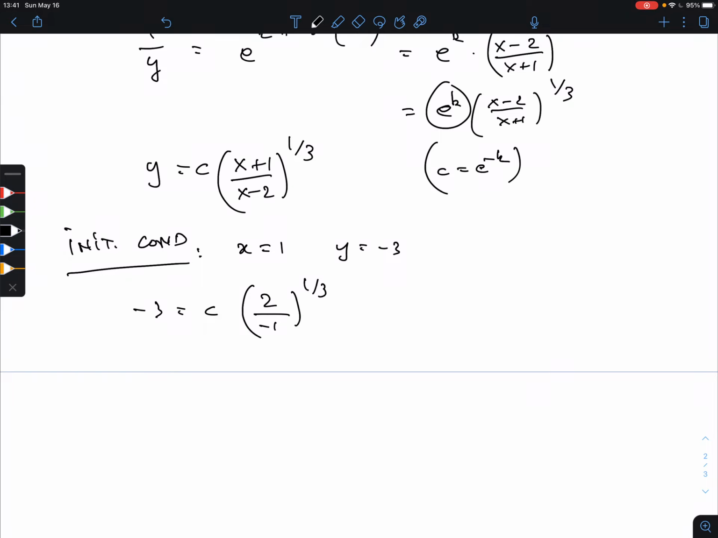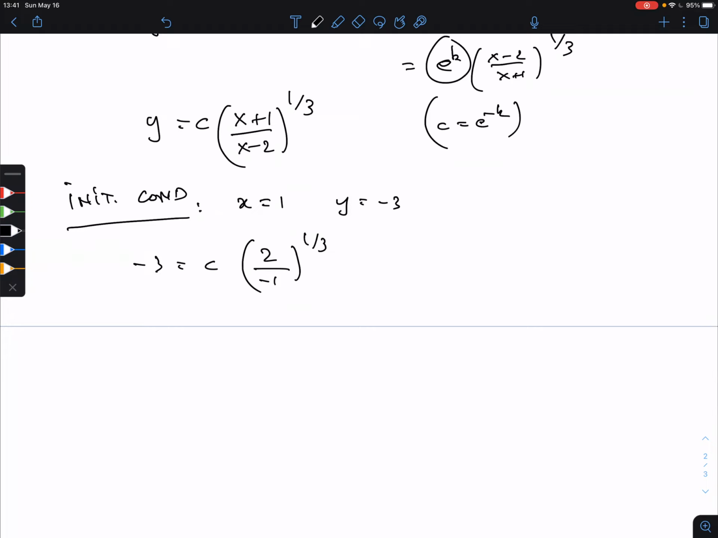Okay, that's fine. And so it's a bit ugly. I have to solve for c here. Okay, so what is c? C is equal to minus 3 divided by minus 2, this is minus 2, right? To the power 1/3, whatever that number is. I don't know why they didn't take a little bit nicer number here, but okay, that's the number.